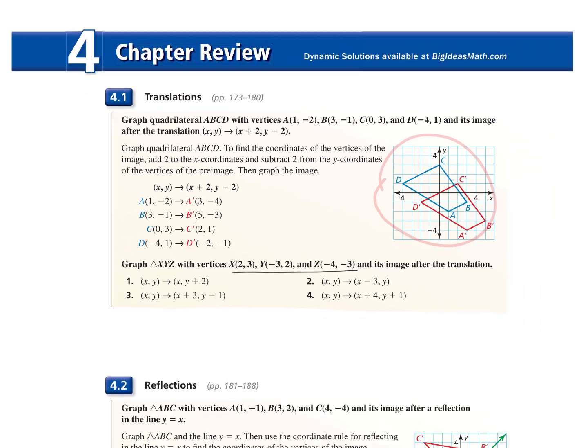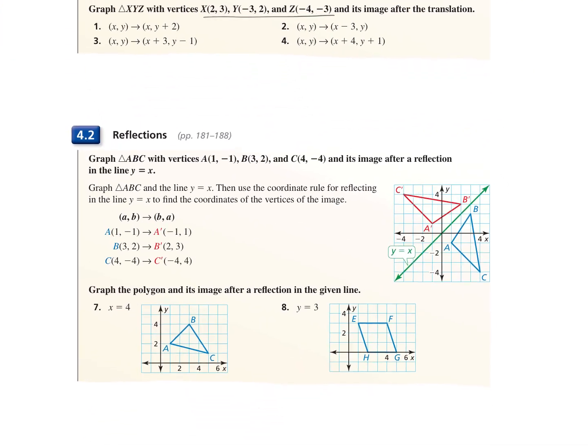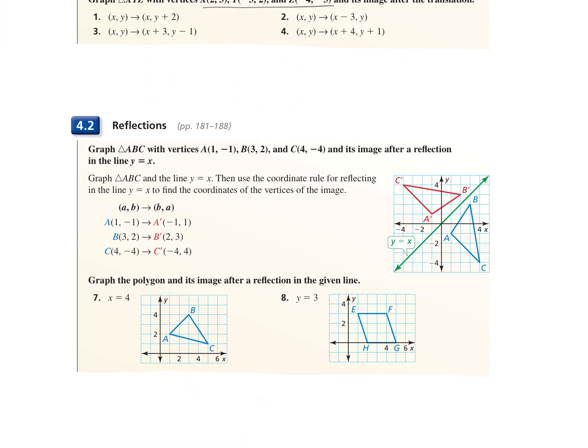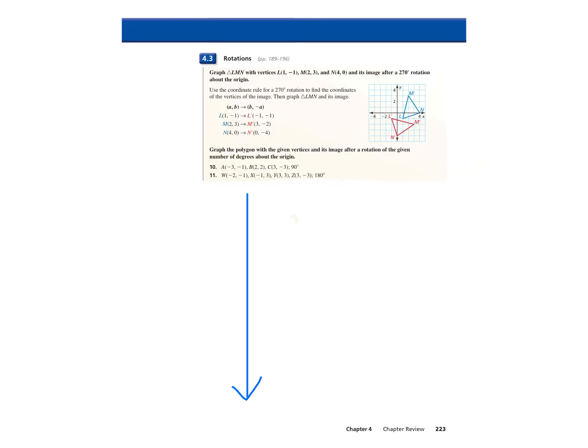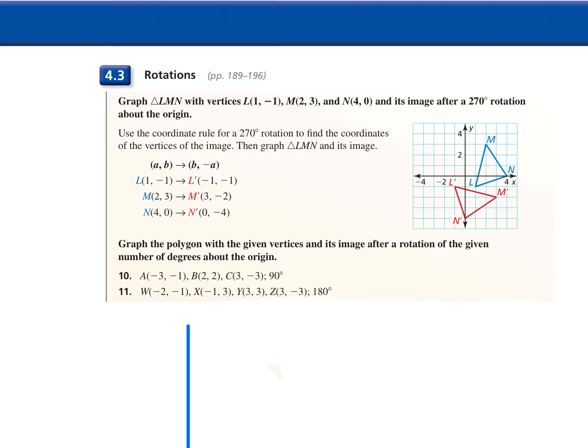Then for the reflection, again, you either will memorize the rules or you will draw the line of reflection and graph the original and then reflect it across that line. And then for the rotation, you need to memorize the rules. Know how to rotate it 90, 180, 270.